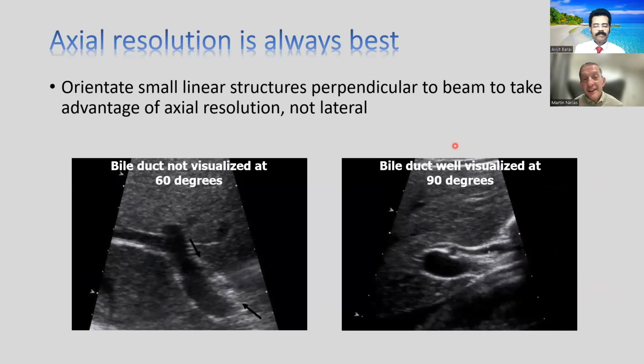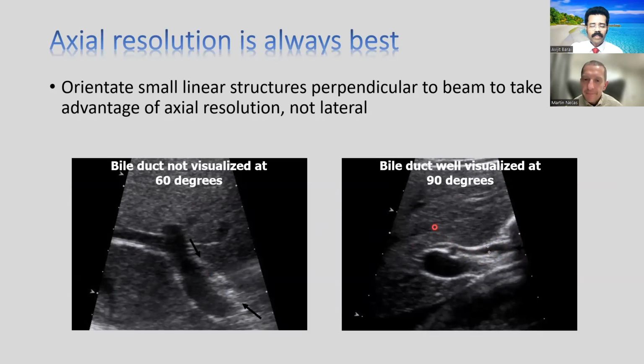Yeah. Now, this is a great point, actually, where because axial resolution is always your best resolution, when we're trying to resolve small structures, vessels, ducts, nuchal translucency, something very, very small, it's best to orientate the image so that we're taking advantage of axial resolution. That is, the structure should be perpendicular to the beam or parallel to the transducer. These are two examples of measurements of a bile duct. The bile duct is not at all visualized if it's sloping at a diagonal angle through the field of view, but it's beautifully visualized in the same patient if the beam is directed at 90 degrees. And this is due to beam width considerations. Your beam is always smallest in the axial dimension.